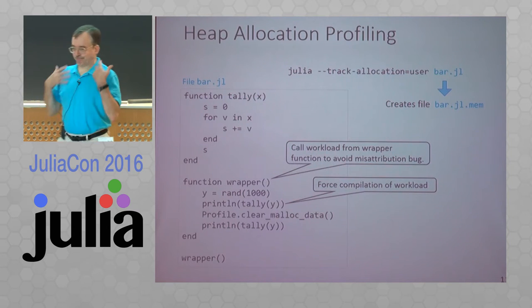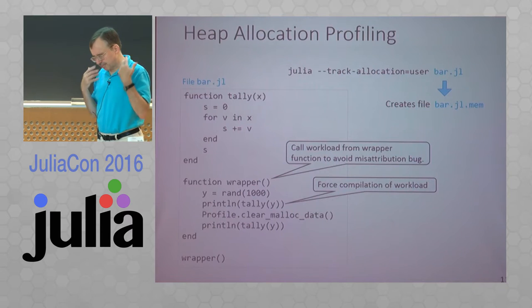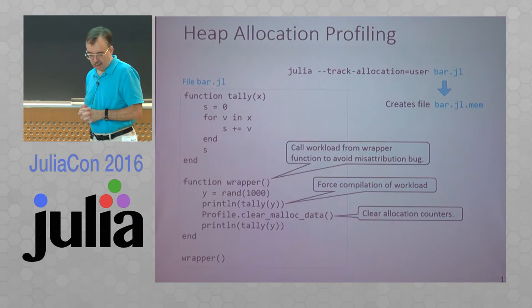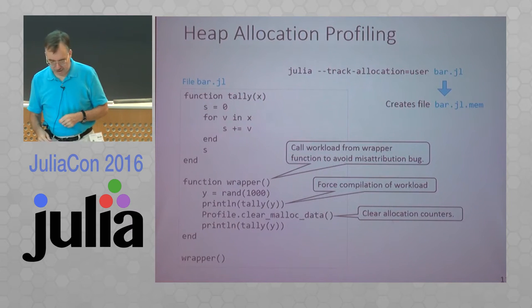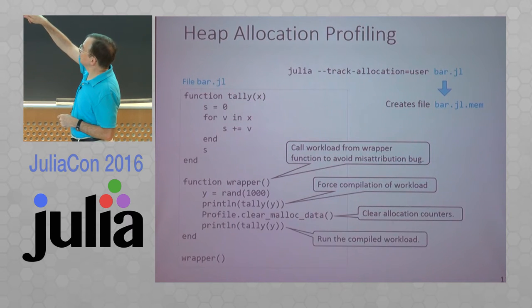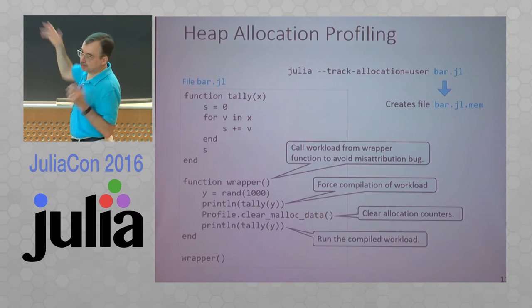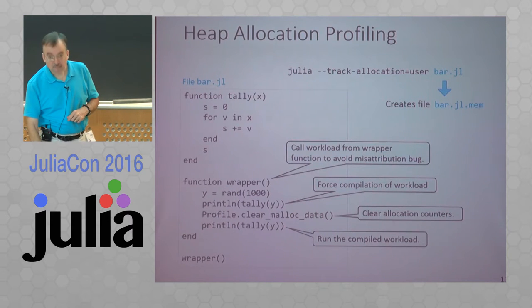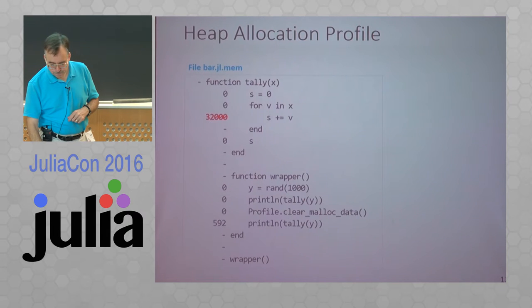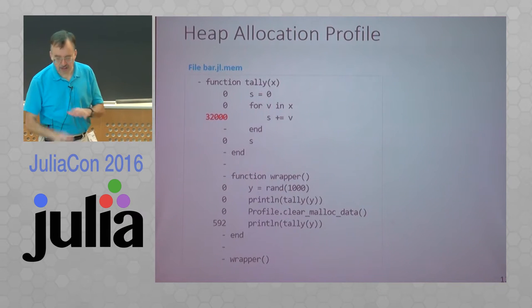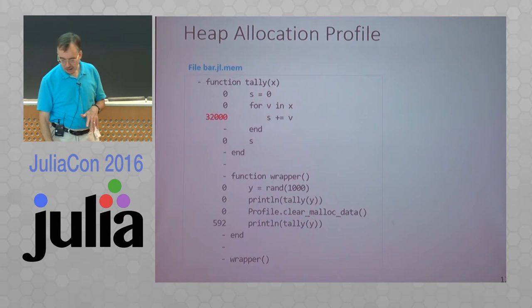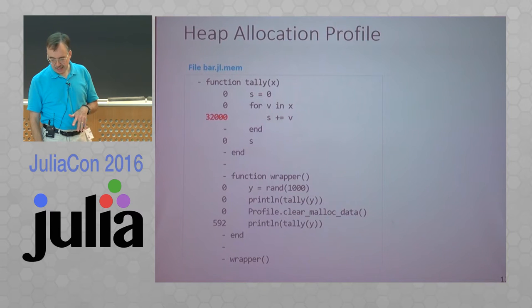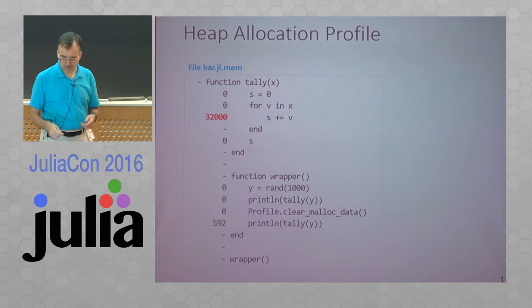And then I don't want to look at the number of allocations the compiler is doing, so I force compilation of it first by running it once. And notice I print the result, so I also want to compile println. And then given that, now I run it for real. I clear all the allocation counters, so now it resets all the allocation counters. I run the code again, and then it'll record the memory allocation for actually running this tally function.